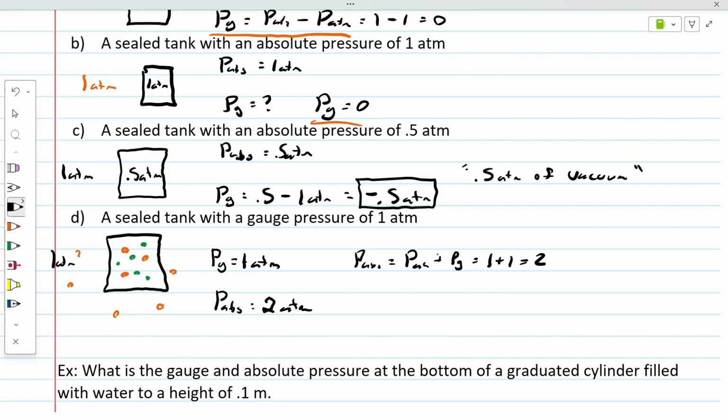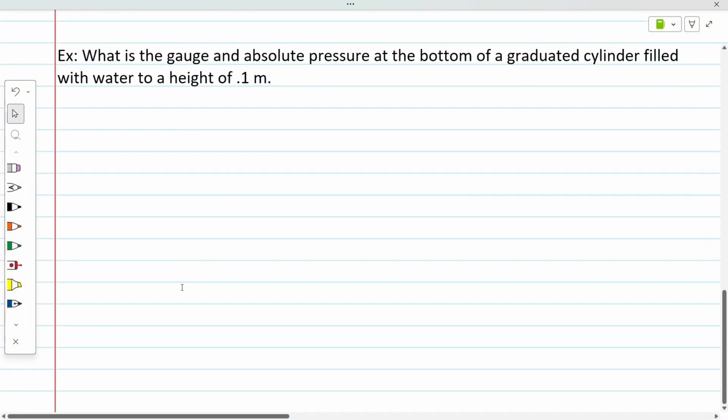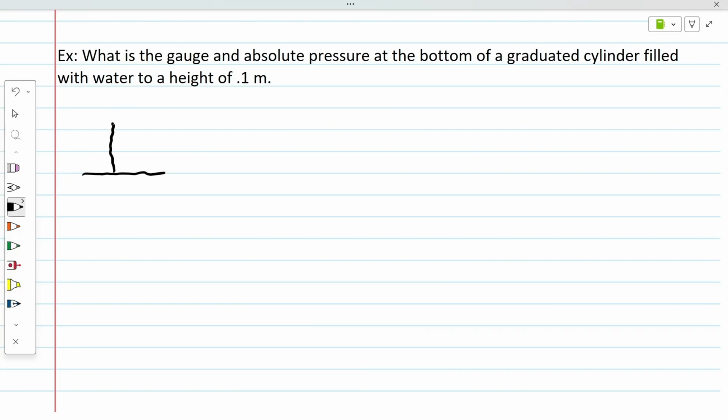Okay, so let's do one final example where we look at the pressure due to a fluid. So it says, what is the gauge and absolute pressure at the bottom of a graduated cylinder filled with water to a height of 0.1 meters? Okay, so let's say we have the ground and there's a cylinder, and it's filled up 0.1 meters.